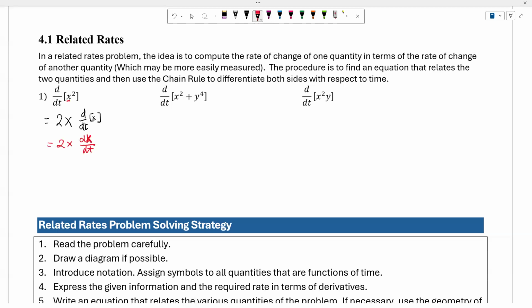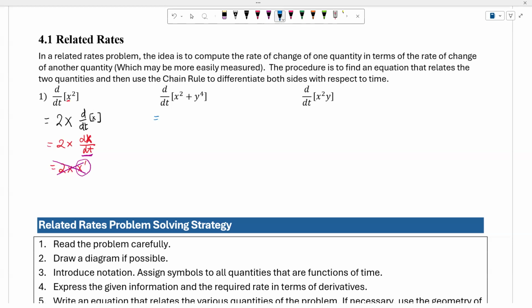Now, some students would like to rewrite dx/dt as x prime, because it's the derivative of x. However, I don't want you to do it this way. The reason is that some students, when they see x prime, feel that it should be 1. But in this case, it's not 1. So try to avoid this notation.